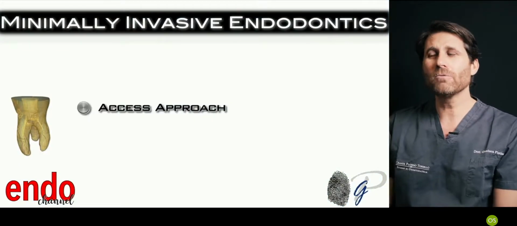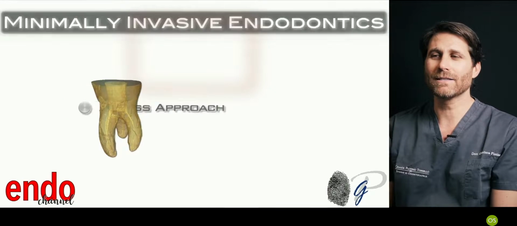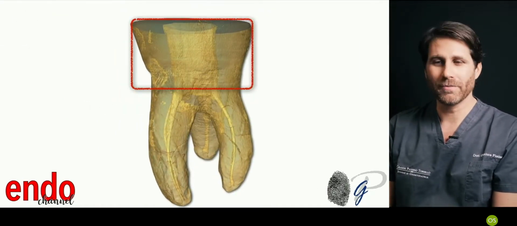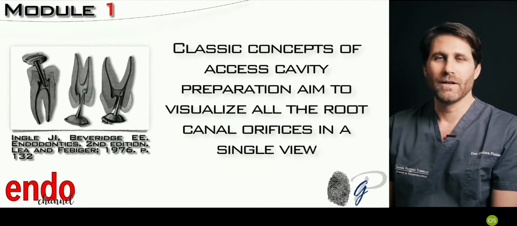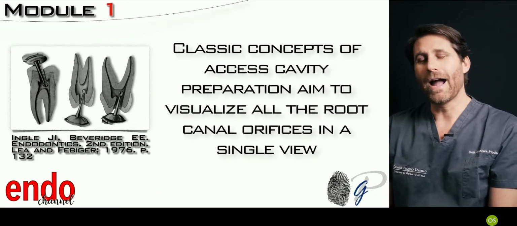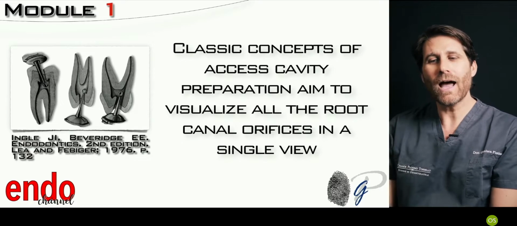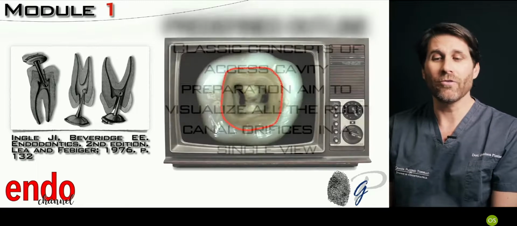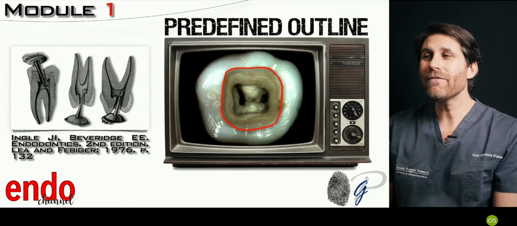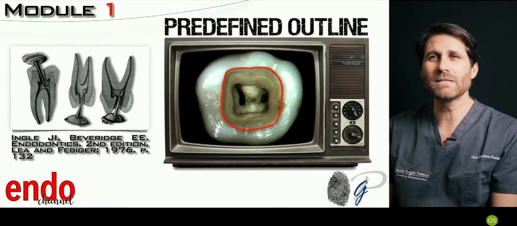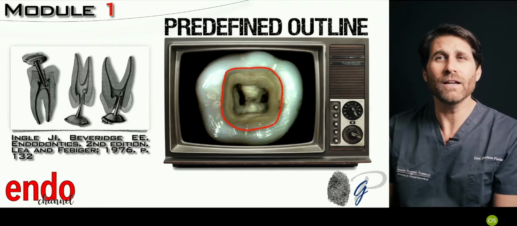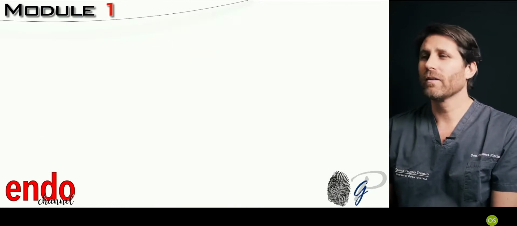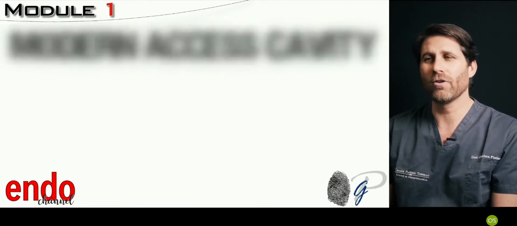So when we speak about minimally invasive endodontic access approach, we are starting from the coronal portion of the tooth. The classic concept in preparation of the access cavity aims to visualize the root canal orifices all in a single view. And we know from the textbooks that a predefined outline of the access cavity has always been shaped, giving the occlusal surface a precise shape to visualize all the root canal orifices together.